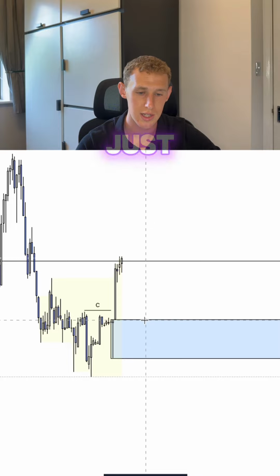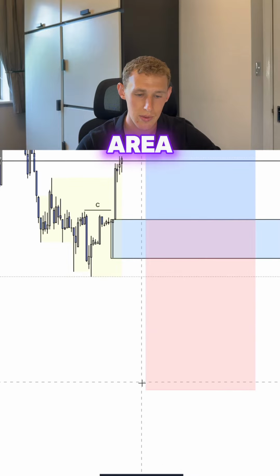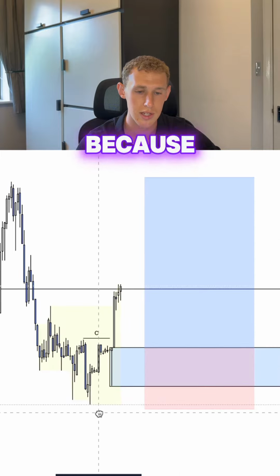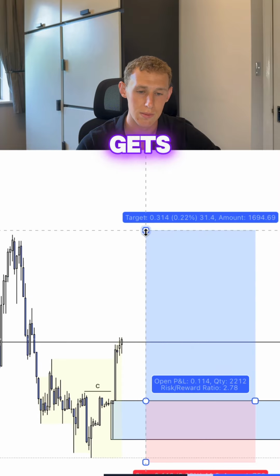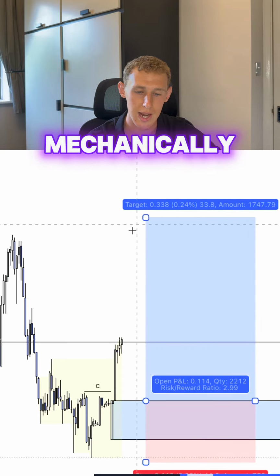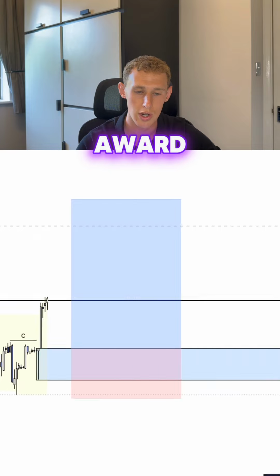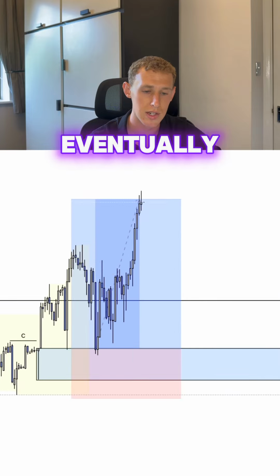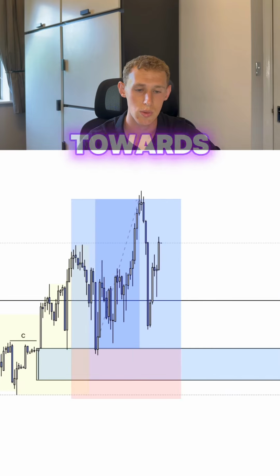So at this point, we can just set the limit on this area, have stops just below this low because the trade is invalidated if that low gets broken. And as always, mechanically target a 1 to 3 risk to reward. And as you guys can see, eventually price tags us in and then heads over towards the TP.